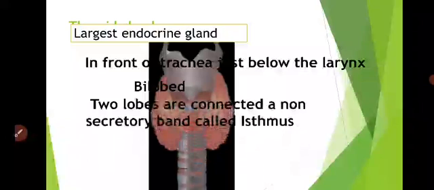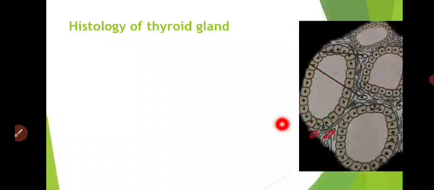The two lobes are connected by a non-secretory band called the isthmus. Here the isthmus is present. Histology of thyroid gland. Here is the histology of the thyroid gland.